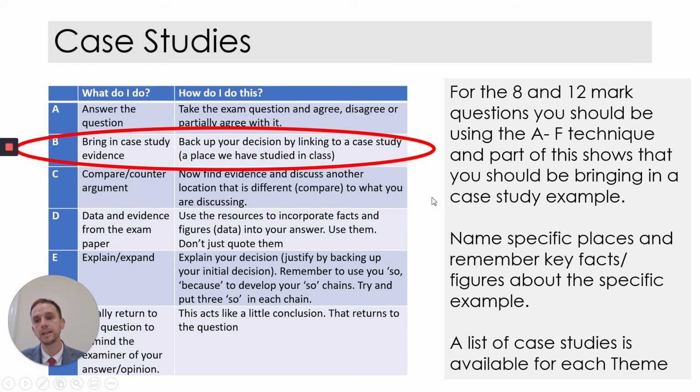And like we mentioned previously, case studies are really, really important for those longer answer questions, and they're absolutely vital for 8 and 12 mark questions. For those 8 and 12 mark questions, we use the A to F technique, with the B standing for bring in case study evidence. So they need to actually learn the names and facts about specific examples to include in those longer mark answers. So this is something which we will keep covering in the lead up to the exam, so they're fully confident with the A to F technique. We can give them also a list of case studies for each theme if they're struggling to come up with examples or struggling to know which examples they should be using for which topic.